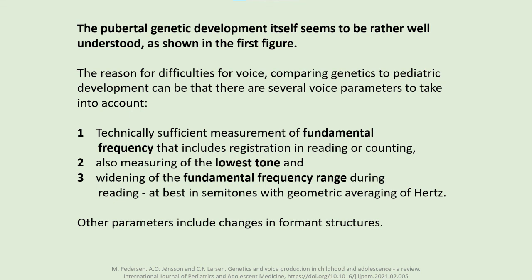The pubertal genetic development itself seems to be rather well understood, as shown in the first figure. The reason for difficulties for boys in comparing genetics to pediatric development can be that there are several voice parameters to take into account. Technically sufficient measurements of fundamental frequency that include registration in reading or counting. Also, measuring of the lowest tone and widening of the fundamental frequency range during reading, at best in semitones with geometric averaging of hertz. Other parameters include changes in form and structure.